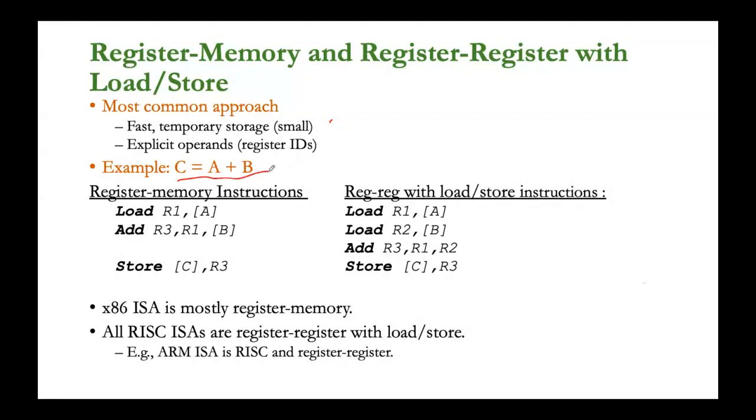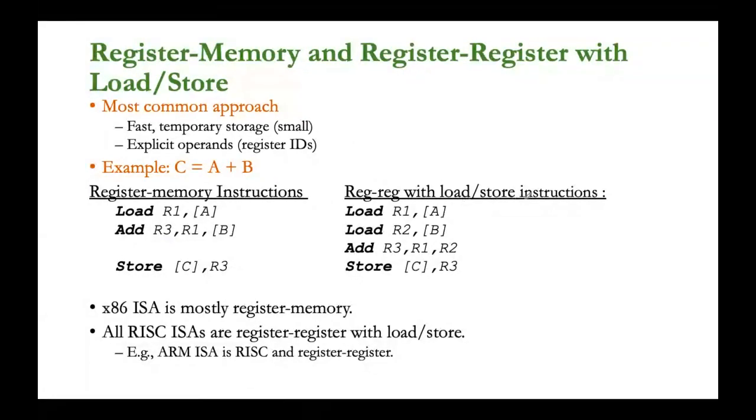So for example, if C equals A plus B, it is written in two different ways, in register to memory instruction format and in register to register with load and store instruction. You can simply observe here. In register to memory instruction format, first the address of operand A is loaded into register R1. Then the content of R1 is added with the content of B and the result is stored in R3. So A is read from the memory, B is also read from the memory, and once this addition is performed, the result is stored in the memory location of C. So that is the register memory instruction.